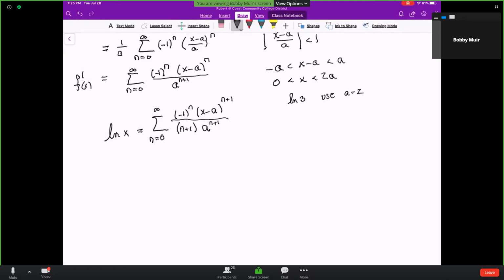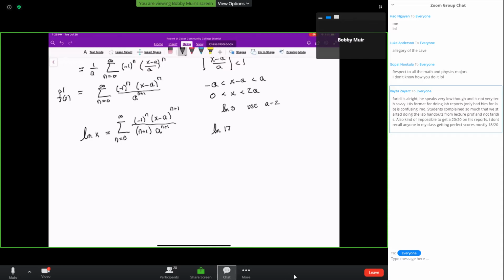Okay, so let's say that on our device, we want to compute the natural log of 17. Oh, by the way, before we do the natural log of 17, let's check the endpoints again. When x equals 0, that diverged because it's -1.